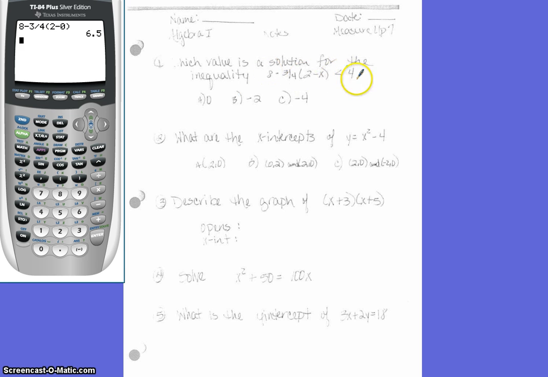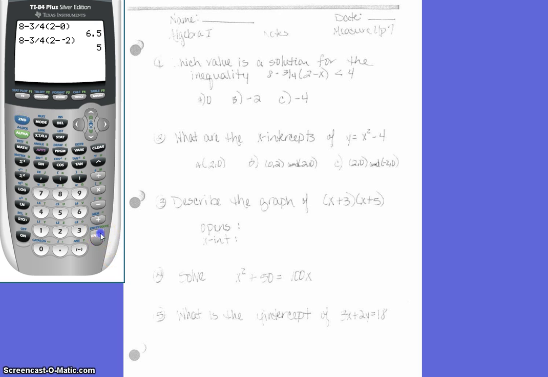Is 6.5 less than 4? No, it's not, so that's not your answer. So then if you did second enter, it would come back up, and you would change your 0 to -2. Enter. Do you get something less than 4? And 5 is not less than 4, so no.